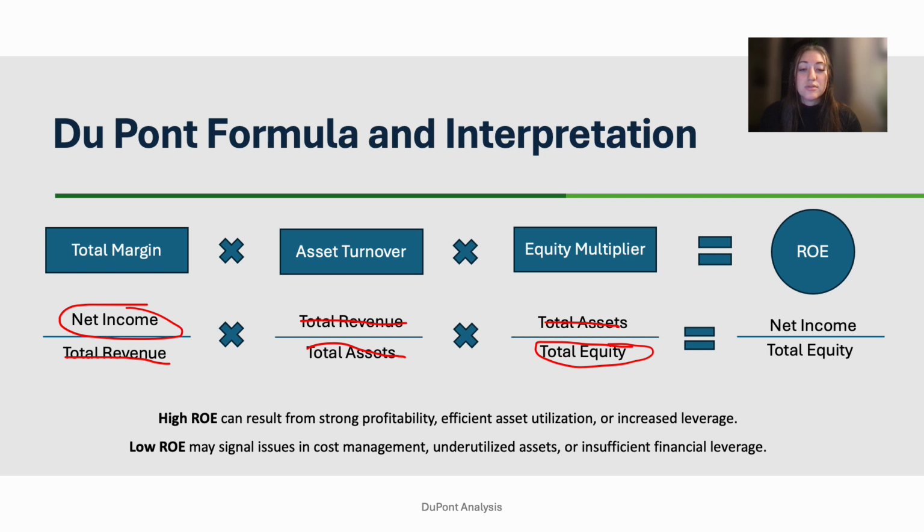And then to break that down even farther, your final part, your ROE: if you have a high ROE, it can result from strong profitability, so your organization is profiting highly, they're using efficient asset utilization, or they have an increased leverage. Whereas if you have a low ROE, it could signal some issues in the cost management and underutilization of assets, or also insufficient financial leverage.